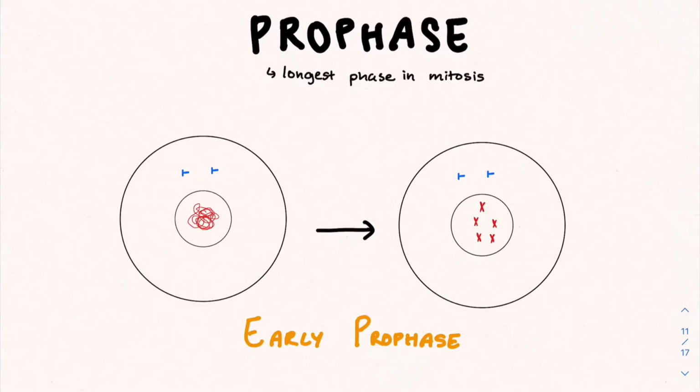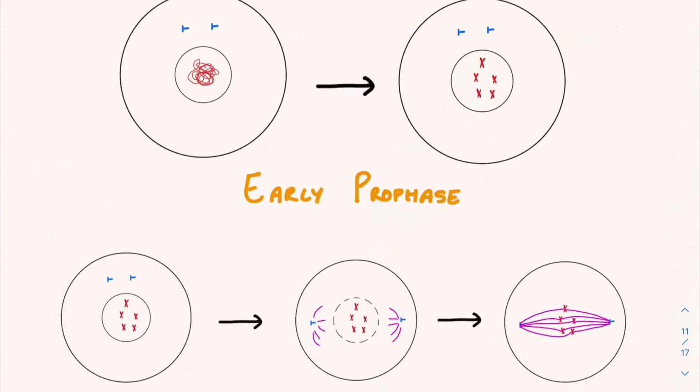This chromatin will coil and condense to form chromosomes. In the early prophase stage, the nuclear envelope and the nucleus are still present, hence why you can see it here.